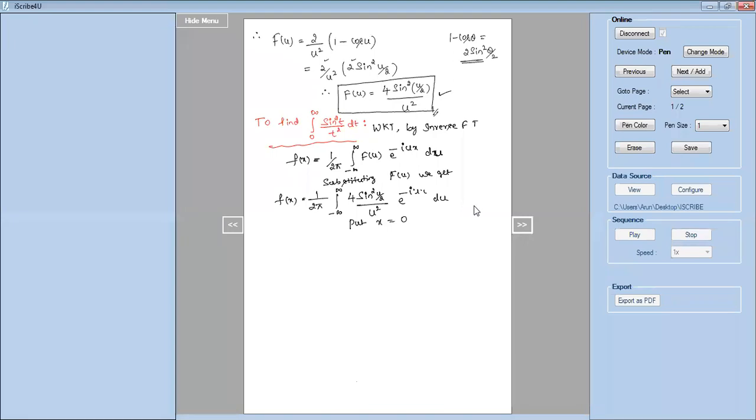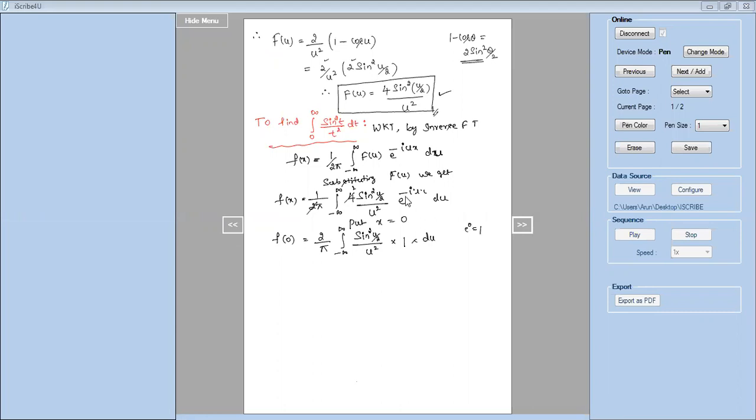So on the left hand side, x is 0 means f of 0 equals, on the right hand side, this is 2 and here 4, I can cancel. So I can write 2 by pi integral minus infinity to plus infinity sine square u by 2 divided by u square into e power 0, which is 1, into du.